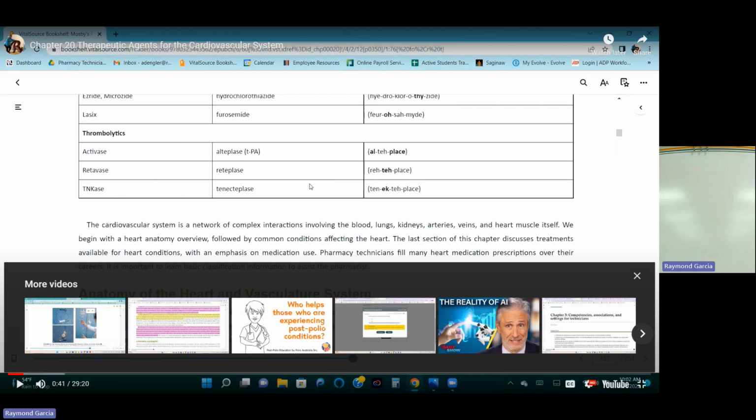Anytime you see statin, that's going to be dealing with cholesterol, so that's an antihyperlipidemic agent. You have diuretics. There's not really any suffix to go by for that. The thrombolytics usually end in plase, so you have alteplase, reteplase, and tenecteplase. So make sure you go over that. That's page 447, and 440 through 449 in the book.